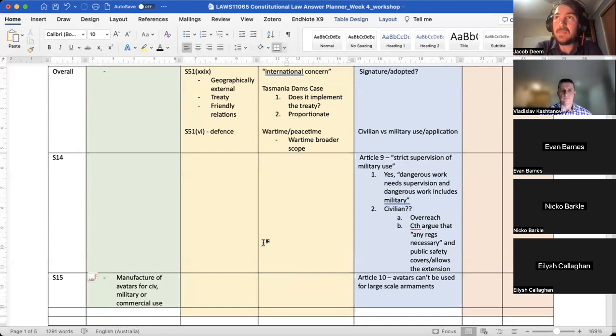Another way of thinking about that is looking at the Communist Party case and Justice Fullagar's distinction between the core or the primary aspects of the defense power, which include things like preparedness, recruitment and training, manufacture of weapons, all these sorts of things, which is in the primary sphere of what's envisaged in the defense power, and so will sustain laws with respect to defense in war and in peace.